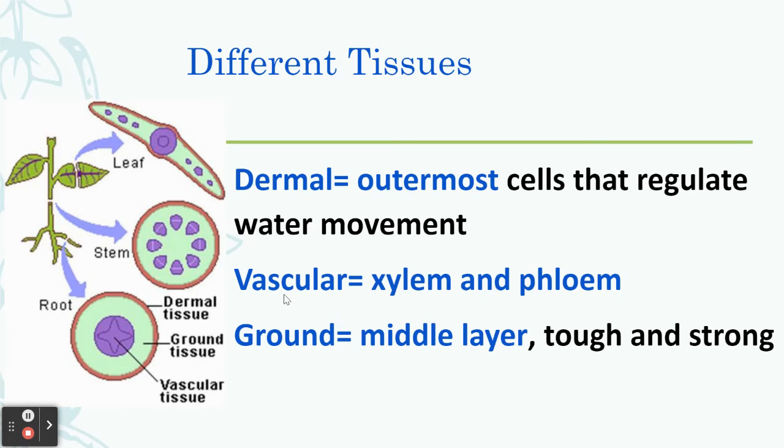Vascular tissue is the xylem and the phloem. That's shown in purple here. And that purple tissue is going to be able to move water in the xylem or nutrients in the phloem. And then the ground tissue is just kind of like the middle layer. It's almost like an animal's coelom. A plant's ground tissue is just kind of a middle layer, but in the case of plants, the ground tissue is very tough and strong and allows plants to stand tall and leaves to have their shape.